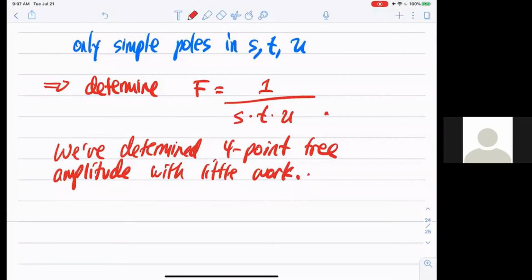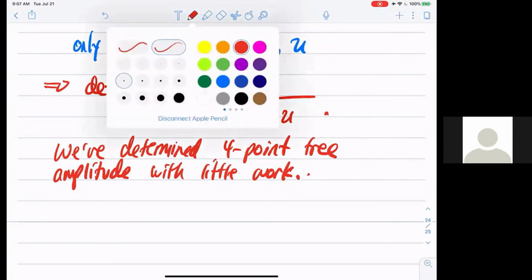Okay, are there any questions at this point? Because I'm going to move on to a slightly different topic now. I'm going to discuss recursion relations for tree-level amplitudes. So please don't hesitate to interrupt or to send a chat if you have a question.